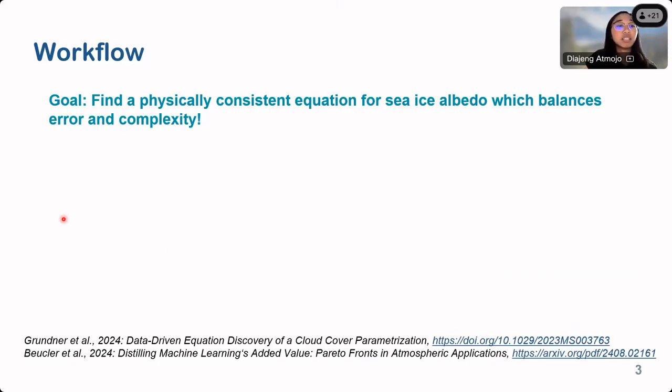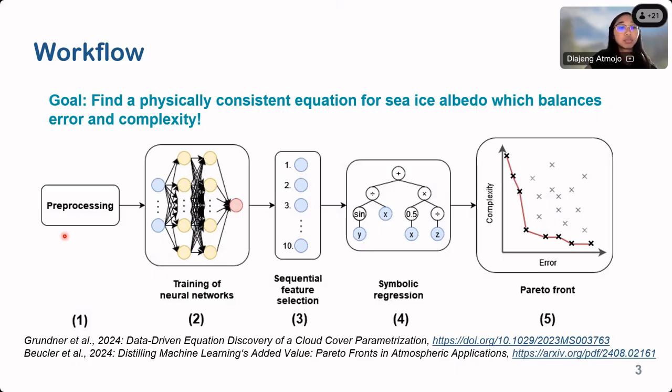So the goal of our study is to find a physically consistent equation for sea ice albedo which balances error and complexity. And for that, we apply the following workflow. So first of all, we pre-process all the observational and reanalysis data, and then we train a simple feed-forward neural network on the processed data set. And based on the trained neural network, we perform sequential feature selection, which gives us a ranking of the most important input features. And with that, we aim to reduce the dimensionality of our data set.